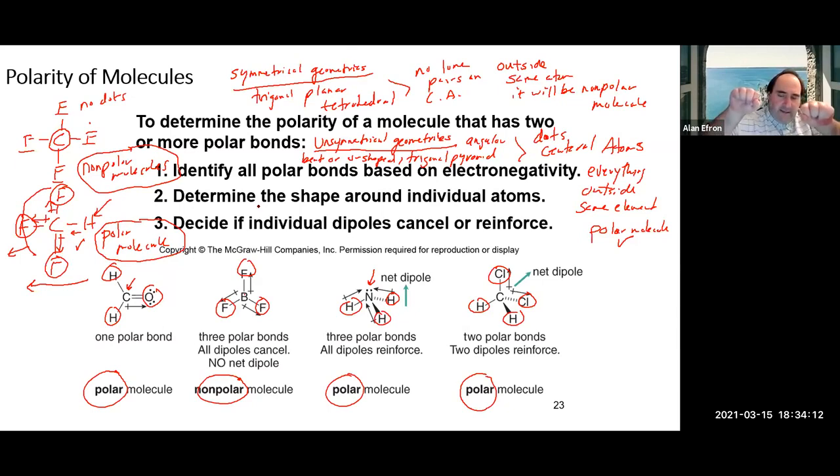You could kind of do the tug of war approach. If somebody's pulling more one way, it's going to be polar. If they're pulling equal or opposite, it's going to be nonpolar. If they're kind of heading directly at each other, it will be nonpolar as well. So, those are ways that you can kind of think about it. And that should wrap chapter 6, I think. Any questions on any of that stuff there?